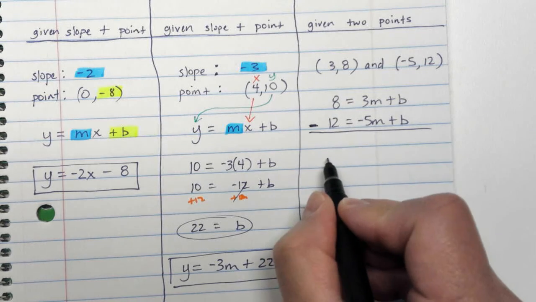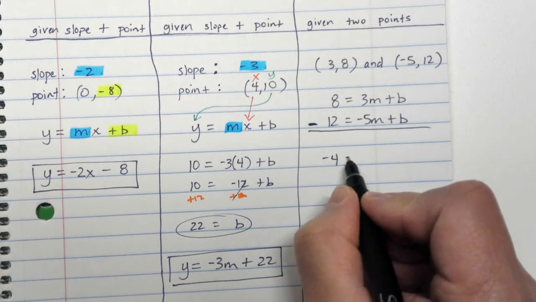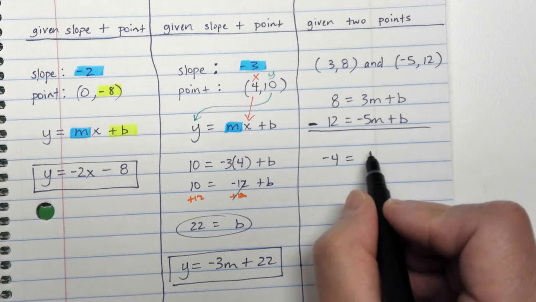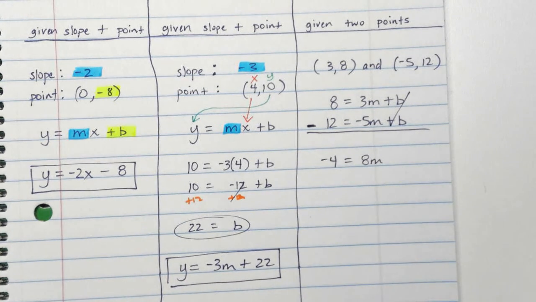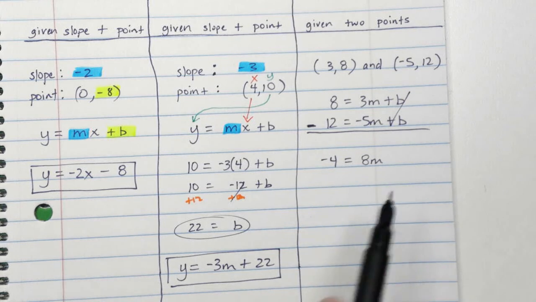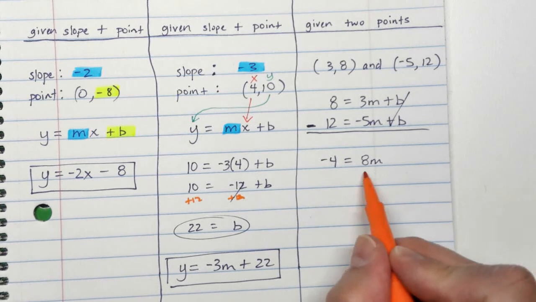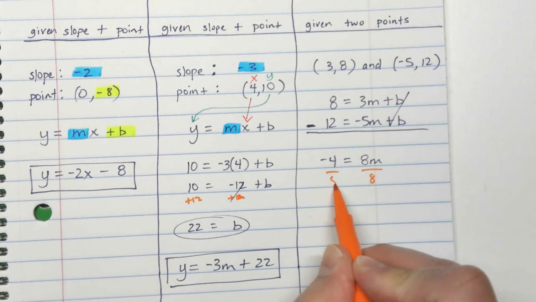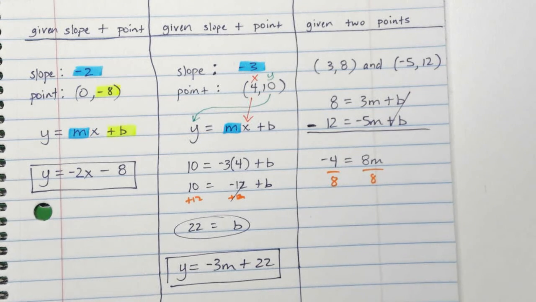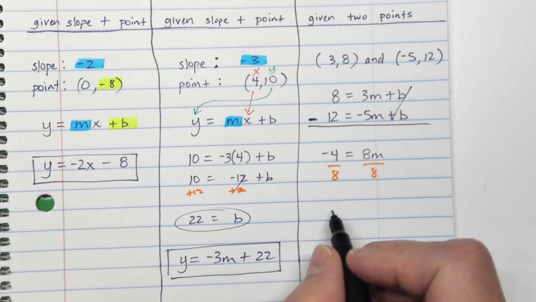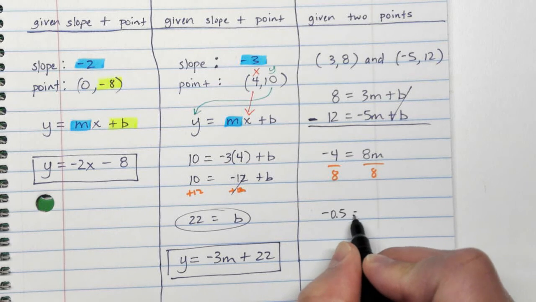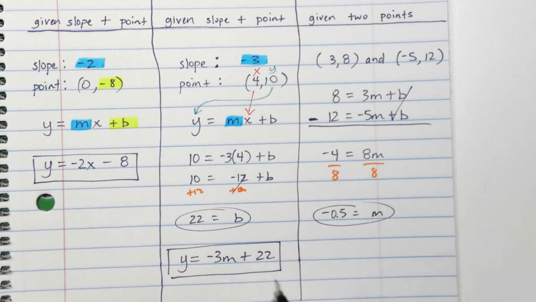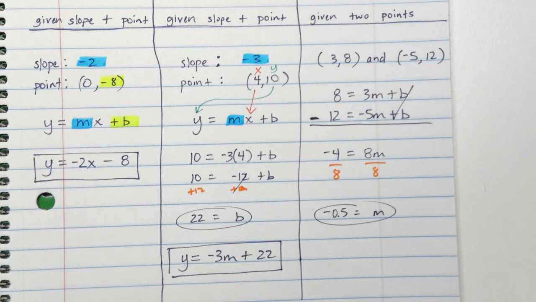8 minus 12 is negative 4. Equal sign goes straight down. 3 minus negative 5 is 8. The b's cancel. Divide both sides by 8. Divide by 8. Divide by 8. You get, I'm going to use a decimal because I like decimals better than fractions, negative 0.5 equals m. Circle that bad boy. You're halfway done. You now know the slope.